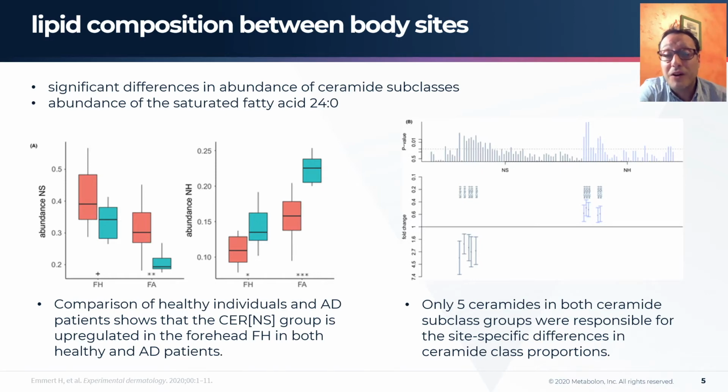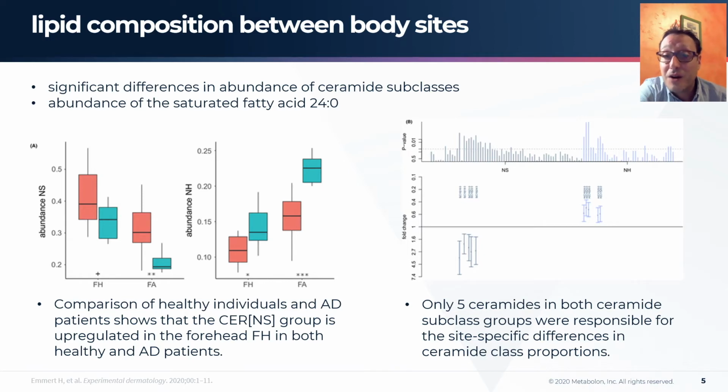As the data showed that both arm sample sites are similar, and in order to increase the power of analysis, researchers pooled the data of both the lower arm and the cubital fossa to generate a forearm sample group. Differential analysis of the forehead and the forearm clearly shows that the proportion of the ceramide NS and the ceramide NH are regulated differently. Comparison of healthy individuals and atopic dermatitis patients showed that the ceramide NS group is upregulated in the forehead in both healthy and atopic dermatitis patients. And this is what you see in the graphs to your left.